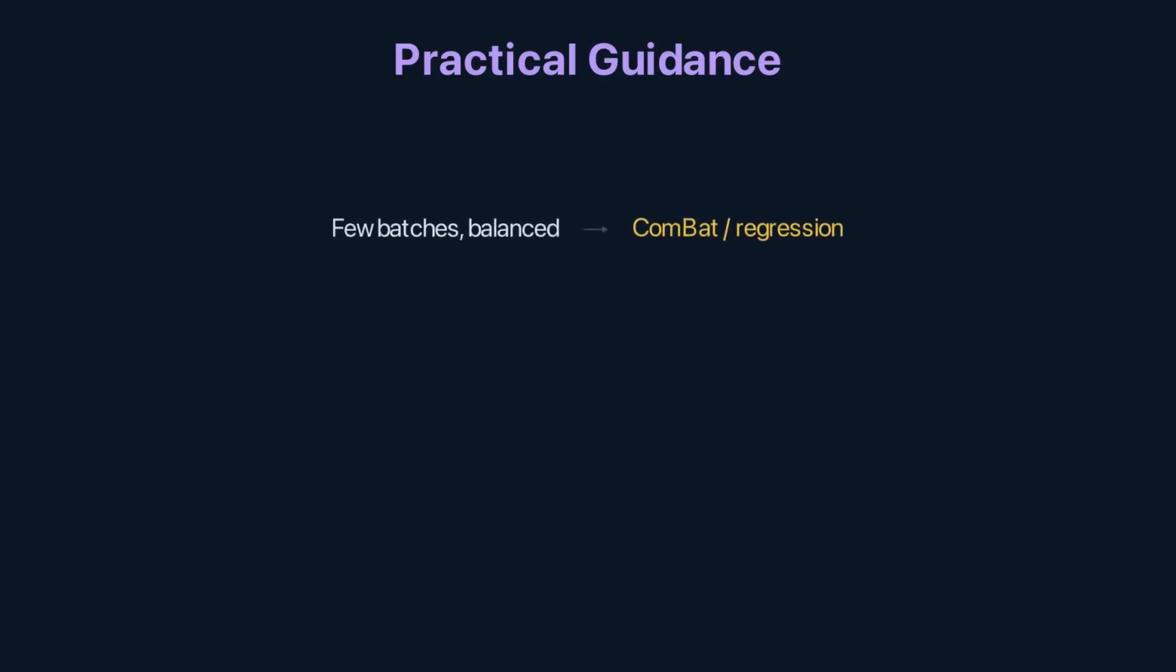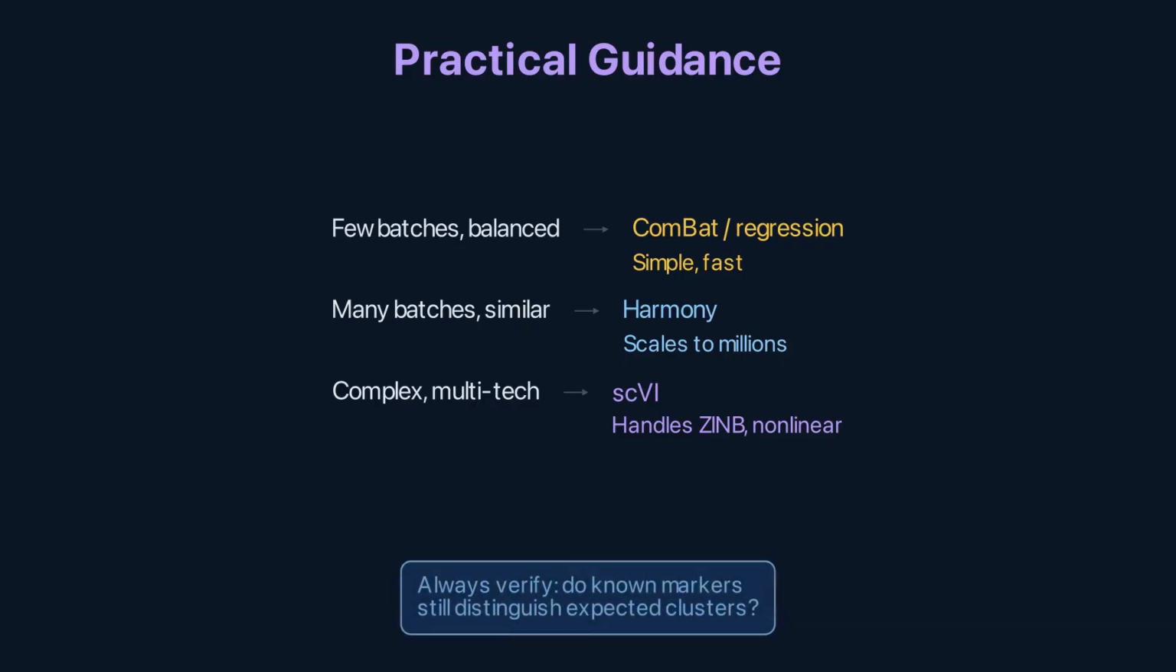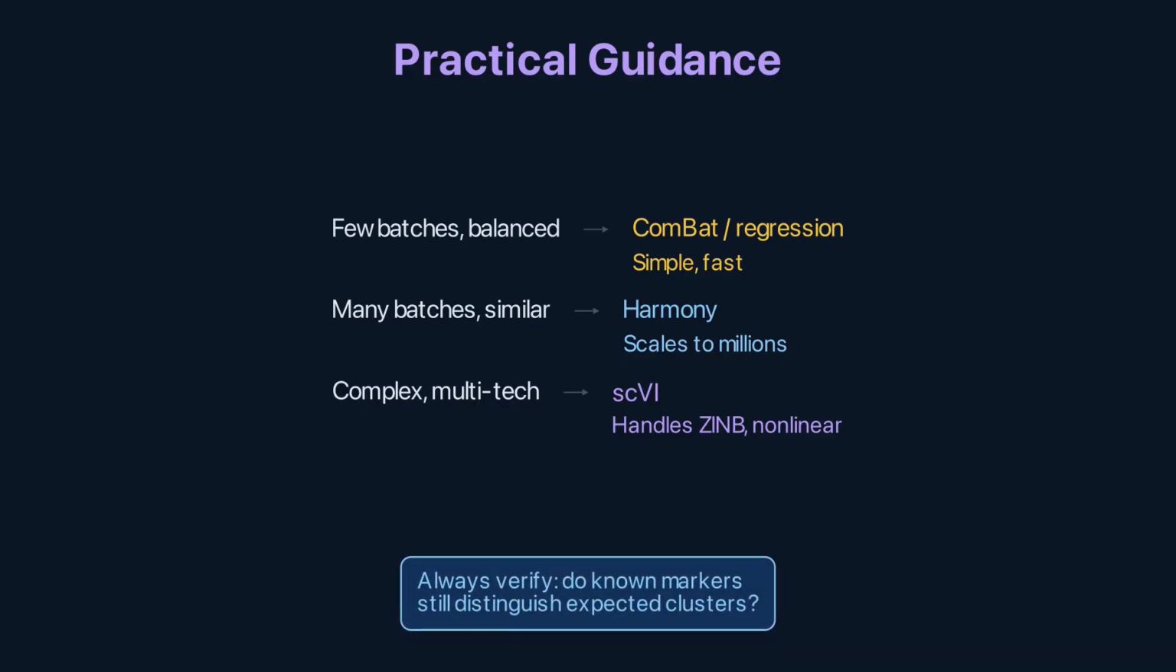Practical guidance. Few batches with balanced design, same conditions in each batch: use ComBat or include batch as a regression covariate. The simplest solution. Many batches with similar cell type compositions: Harmony. Fast, effective, operates in PCA space without modifying expression. Complex integration across technologies, for example, 10x and Smart-seq from different studies: scVI. The most flexible, handles different count distributions, learns nonlinear batch effects.